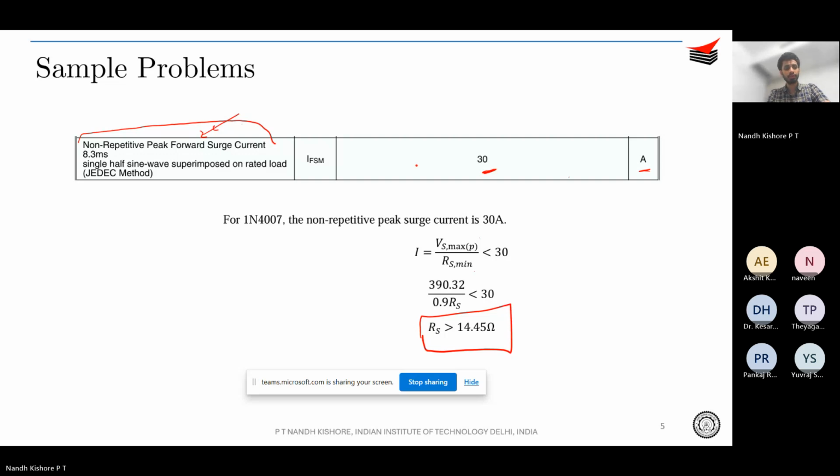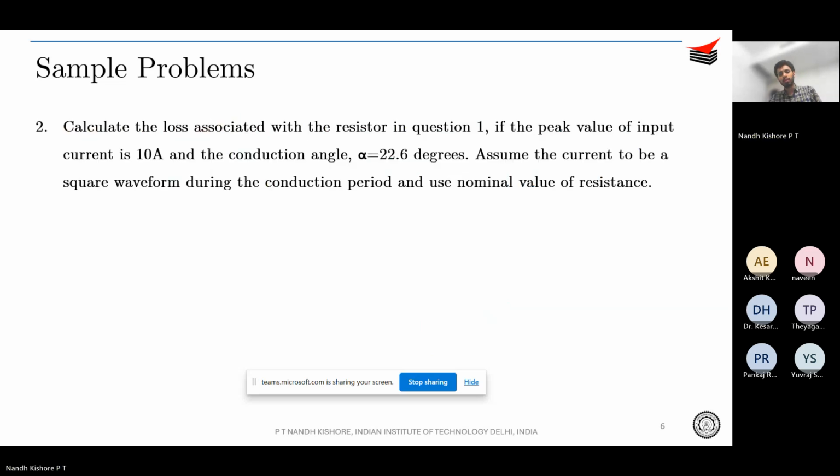Okay. So continuing with question number 1, calculate the loss associated with the resistor in question 1 if the peak value of input current is 10 ampere and the conduction angle is 22.6 degrees. Assume the current to be a square waveform during the conduction period and use nominal value of resistance. So they are asking us to find out the loss in the resistor 1.